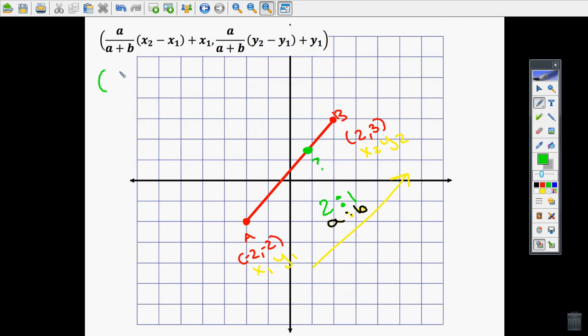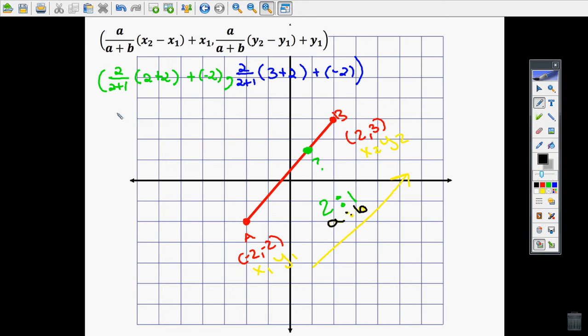So now I'm just going to go through the process of plugging in everything up here into this formula. A over A plus B is going to be 2 over 2 plus 1, times x2, which is 2, minus x1, which is -2. So 2 minus -2 is 2 plus 2, plus x1, which is -2. This is going to be a coordinate point, so there's my comma. All that information is going to give me my x value. For my y value, we have A over A plus B, 2 over 2 plus 1, times y2 minus y1, which is 3 minus -2, which is 3 plus 2, and then plus y1, which is -2.